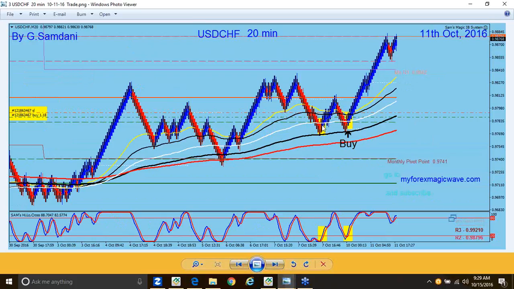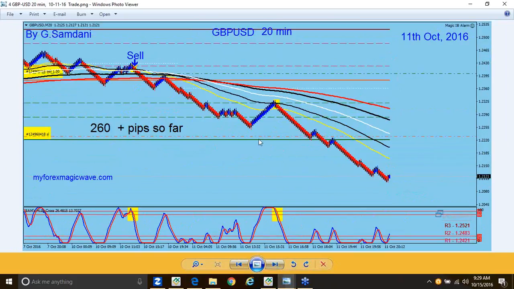This is the entry. The first entry, I took it, but it went up a little bit and then came down, gave me probably minus 6, minus 7. Then the second one, gone all the way.